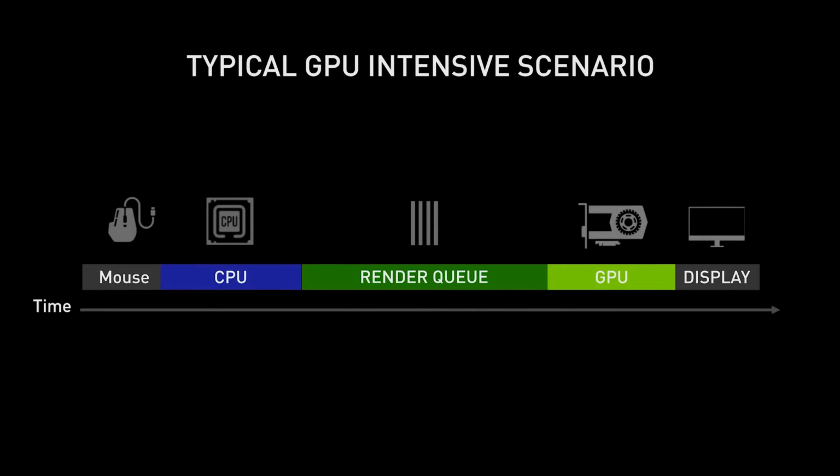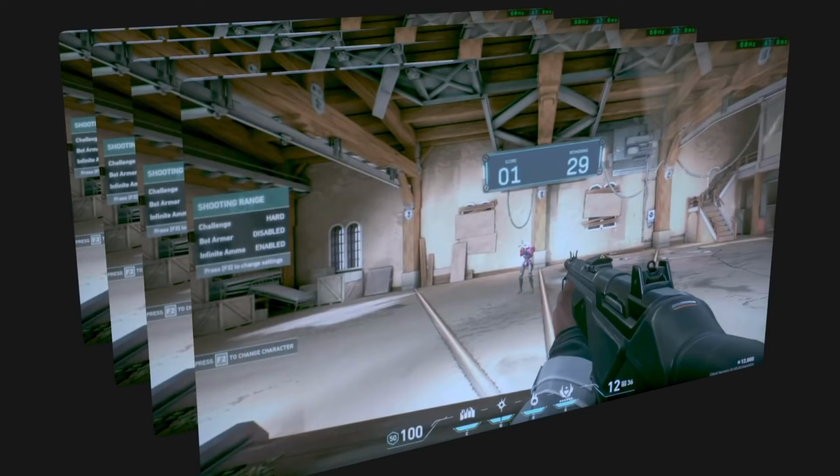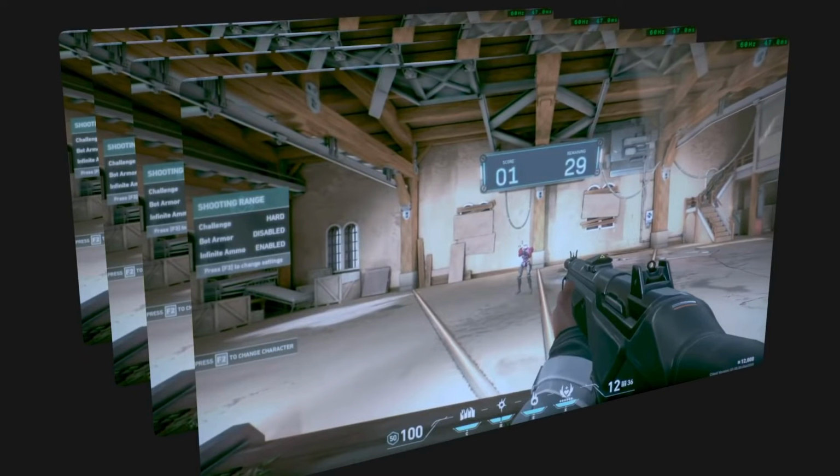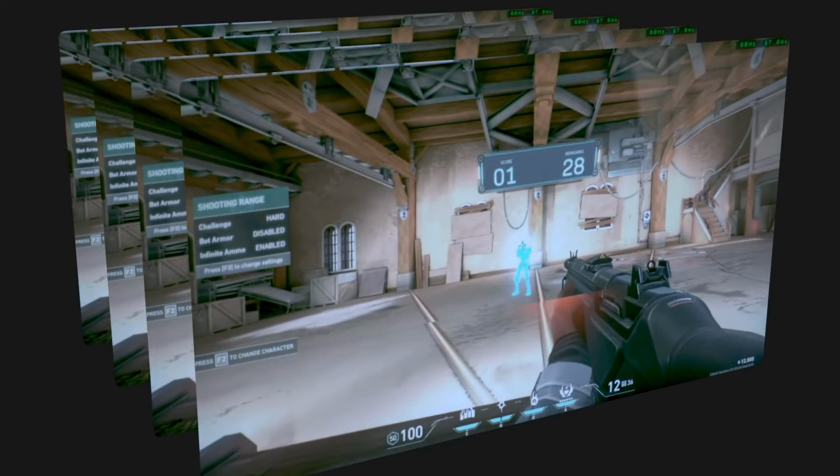So there's this whole process that happens, right? Most of the time in GPU intensive scenarios, the CPU basically queues up these frames into a render queue, and then it gets fed to your GPU. So you're constantly getting that high frame rate. But the downside of getting these high frame rates is that you are having a much larger system latency.